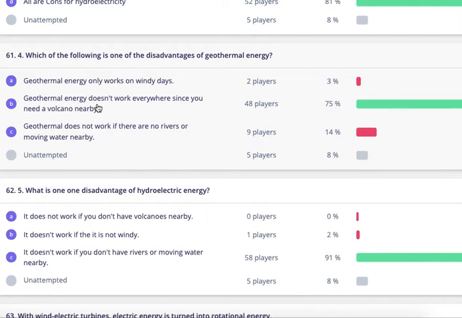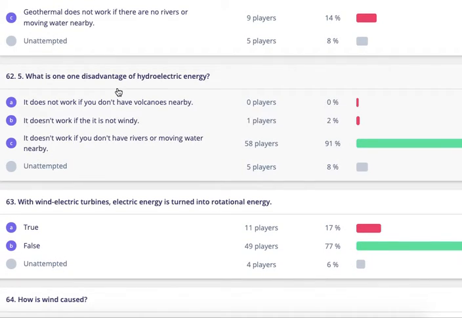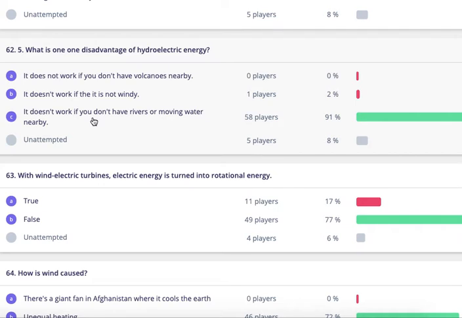Disadvantages of geothermal: the biggest disadvantage is that you can't use it everywhere. You can't install one here in Texas and have it work. Just doesn't work. There's no geologic activity here that would support geothermal energy. Disadvantage for hydroelectric: hydro is water. If you don't have water, it's not going to work.